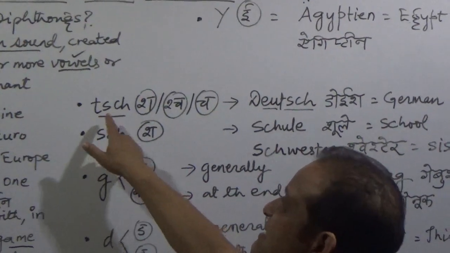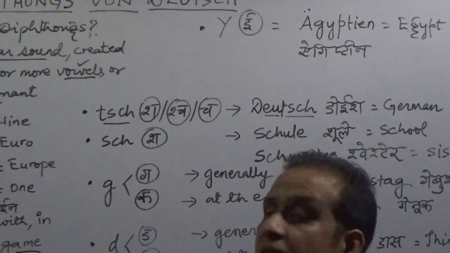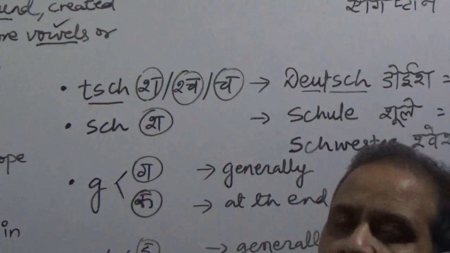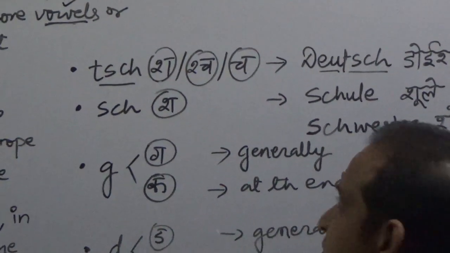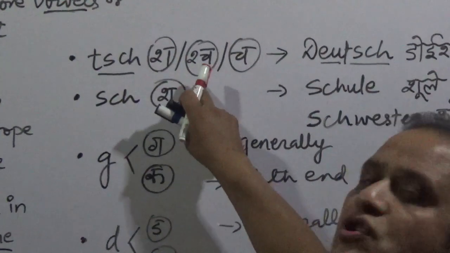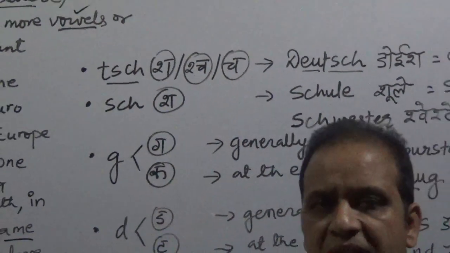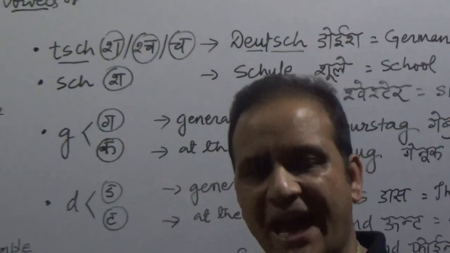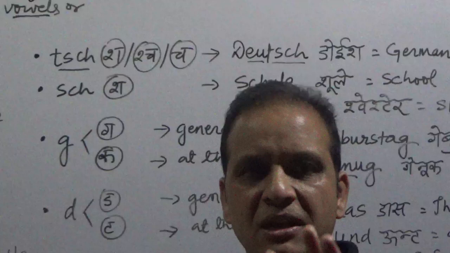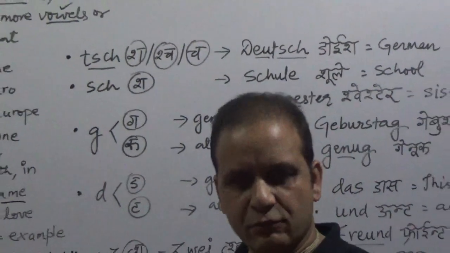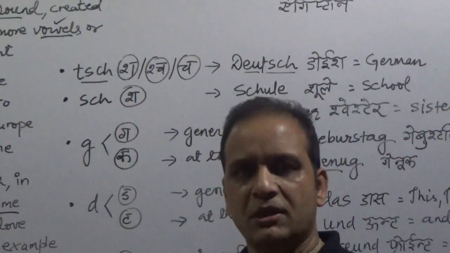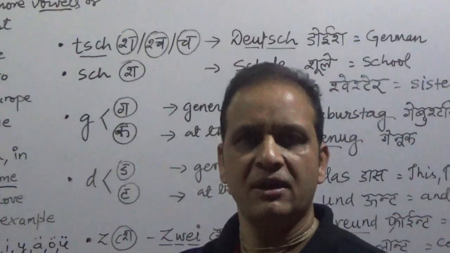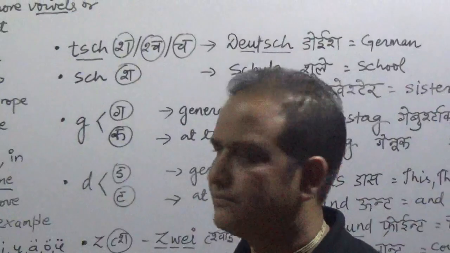D-S-C-H. These four consonants together give rise to a sound sh or ch. Sometimes some people read it as sh, some as ch. So don't get confused. The accent keeps on changing with the change of place, so we have to be a bit flexible. We cannot be rigid in learning a language. It's not mathematics or science where we have hard and fast rules all the time.